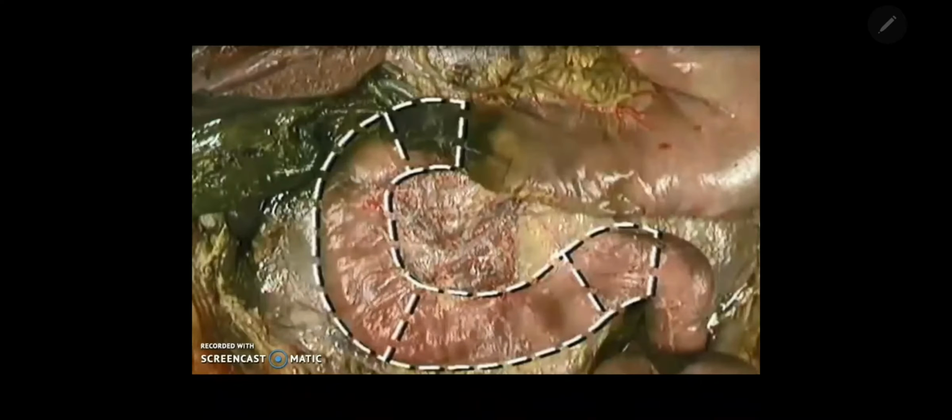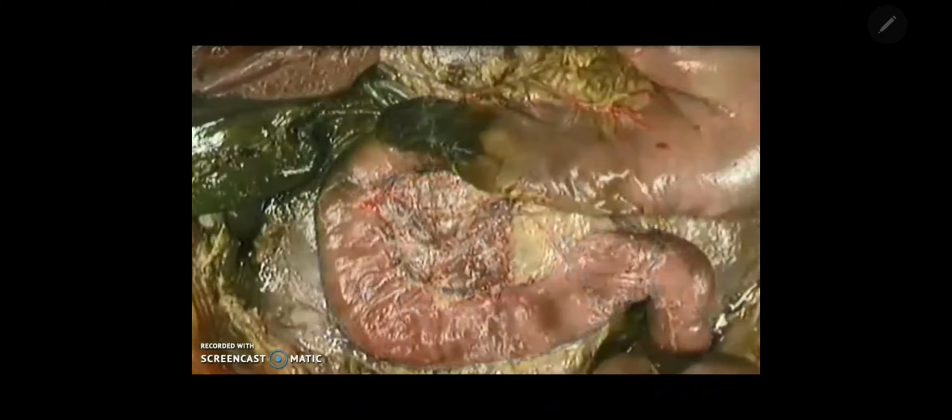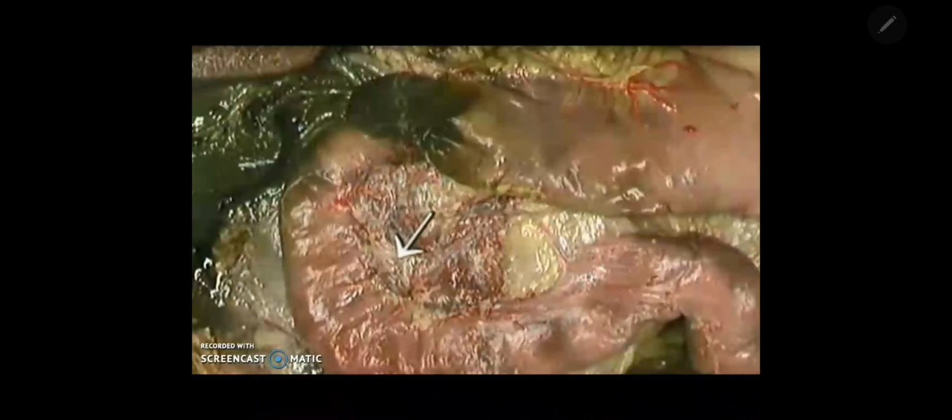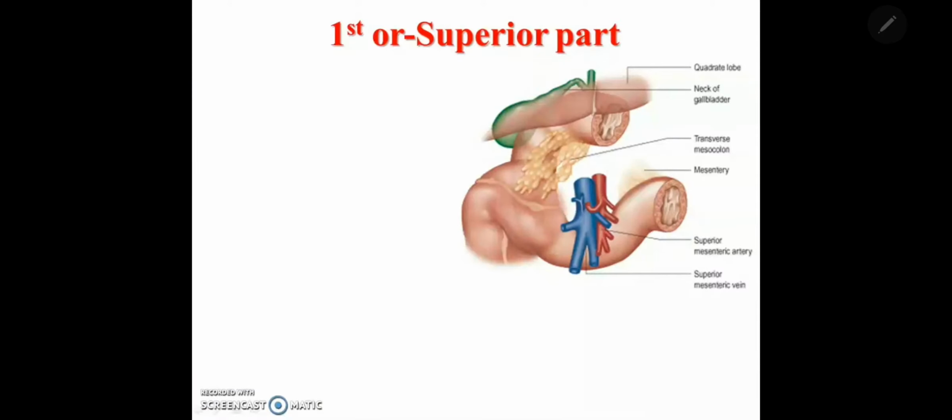So first part is directed upwards, backwards and towards right. So it is 5 cm in length, but on surface topography it measures around only an inch because it is directed upwards, backwards towards the right side, on the right side of the L1 vertebra, and you can notice there head of the pancreas with the anastomosis of the vessels, and there is an opening of the common bile duct and pancreatic duct in the second part.